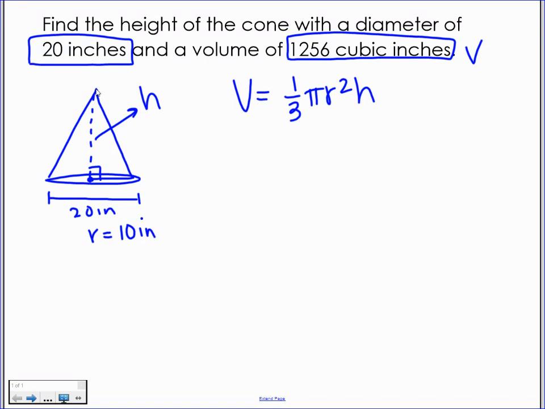So let's plug all this information in. We have a volume, so 1,256 is equal to 1/3 times a rough number for pi, 3.14, times the radius, which we just found, half of 20, so it's 10. So 10 squared times h, which we do not know.